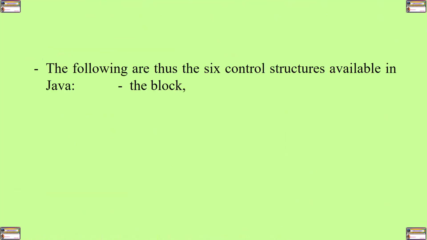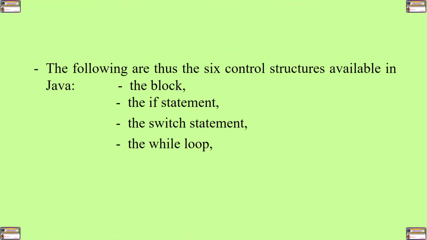So, the following are 6 control structures that are available in Java. We have the block, which we are also calling the sequence. We have the if statement or if structure. We have the switch statement or switch structure. We have the while loop, the do while loop, and last one, we have what we call the for loop.